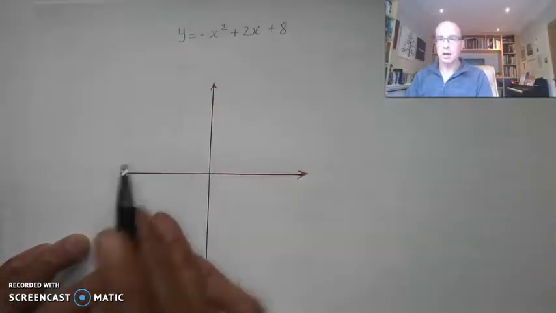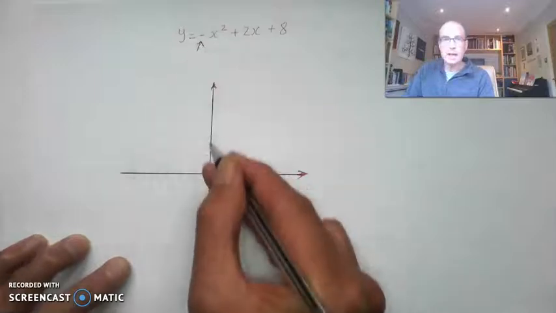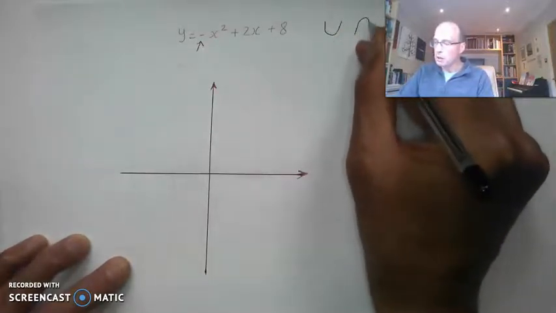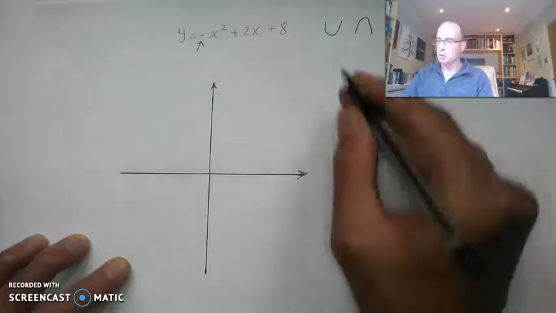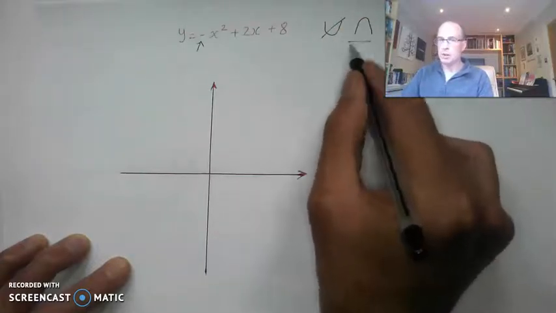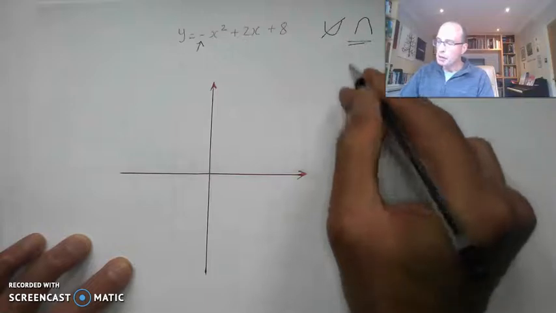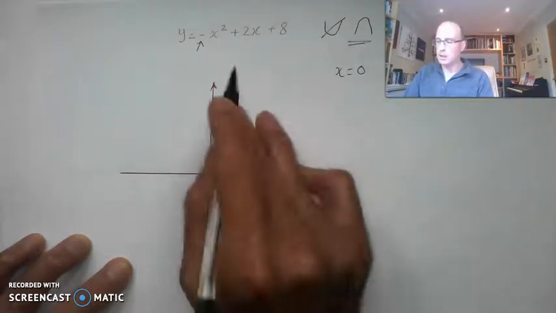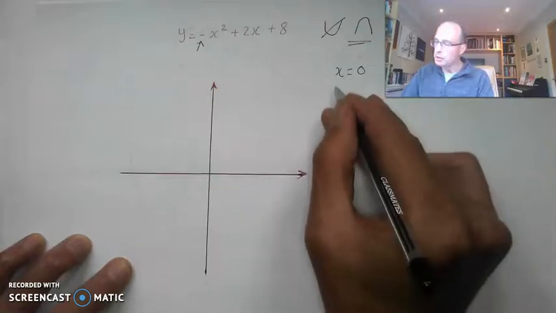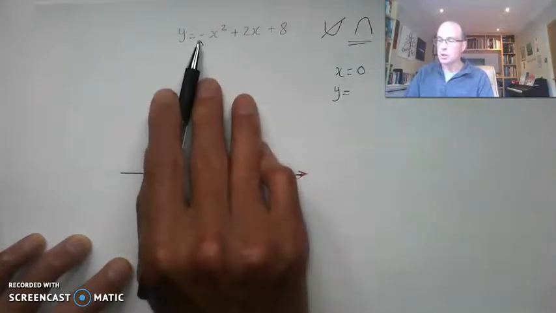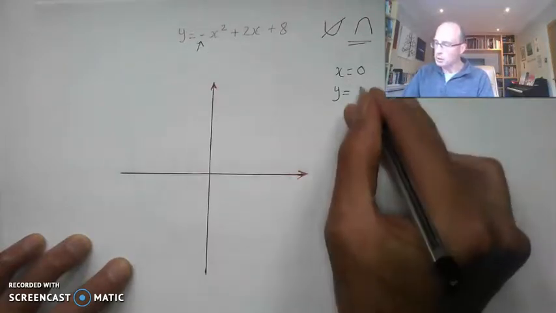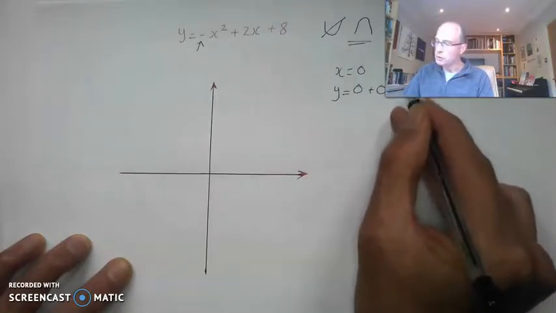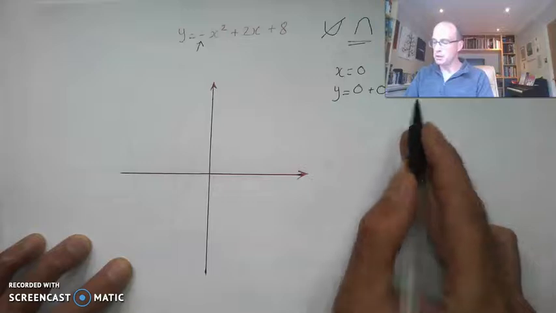But we can go through the same process. First of all, that negative sign means that I'm not dealing with a U, I'm going to be looking with an inverted U or an N shape. Not a U, it's going to be this one over here. I can start off again by putting x equals 0 and substituting it into my expression and see what happens. So if x is equal to 0, y is equal to negative 0 squared, well that's still 0, 2 lots of 0 plus 8. So 0 plus 0 is 8.